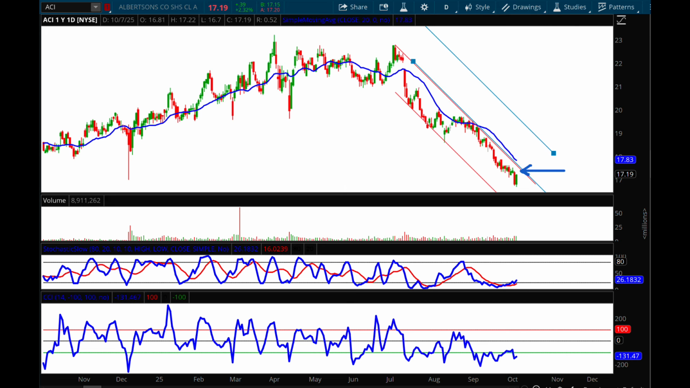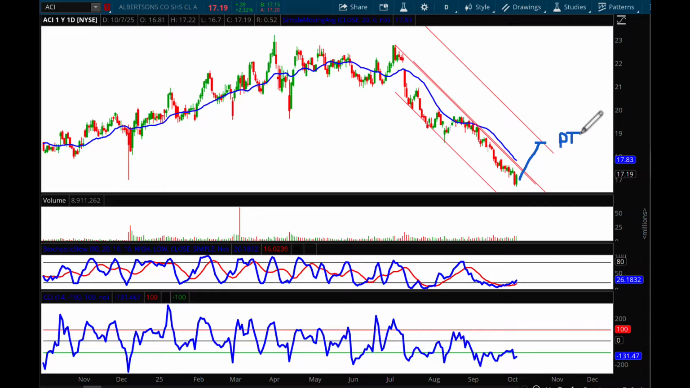Hopefully I didn't confuse you there. But should this one break out to the upside of this channel right here, you're most likely going to go up to a level that will equal the distance of the previous channel, making this your new price target. I'll put PT for price target.